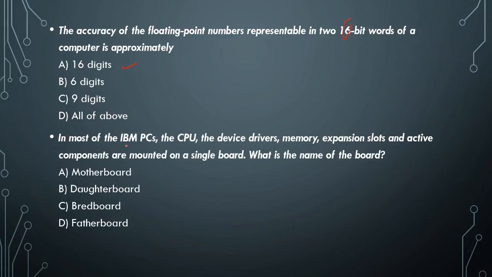So in most of the IBM PCs, the CPU, the device drivers, memory, expansion slots, and active components are mounted on a single board. What is the name of the board? Motherboard, daughter board, breadboard, fatherboard. Okay, I don't need to give you an answer for this.